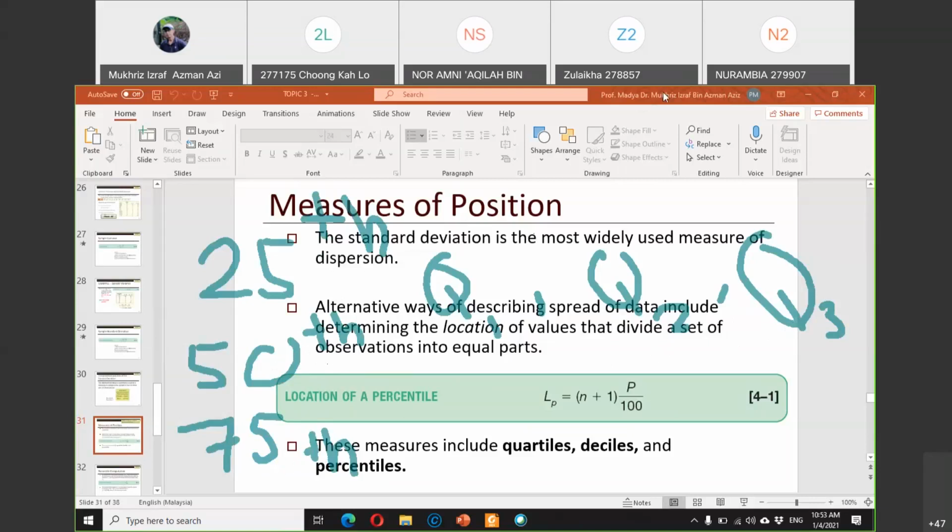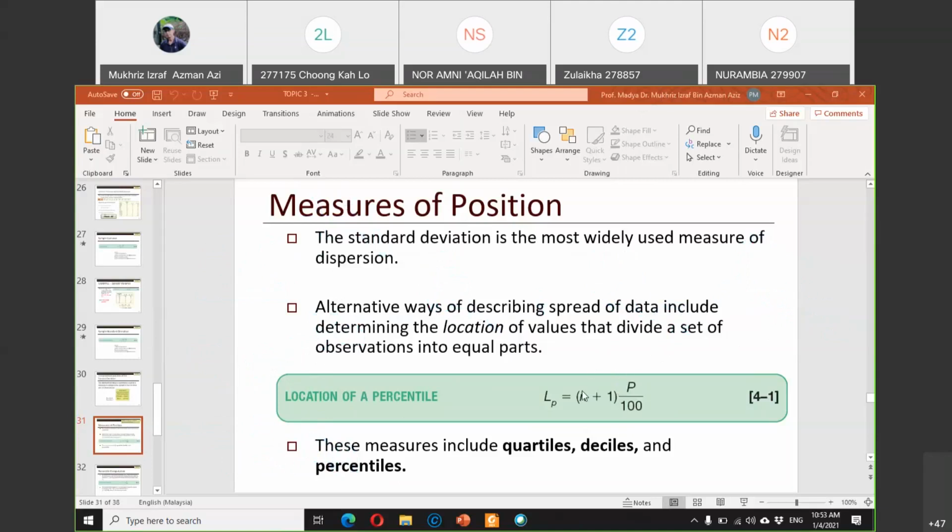The formula is basically n plus 1 multiplied by p over 100. So what is p? P is the percentage that we are referring to. Let's say I am interested to know what is Q1. Q1 is the 25th percent, right? So then this p becomes 25.